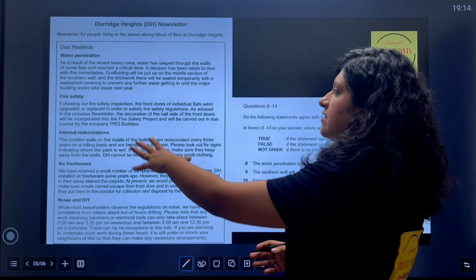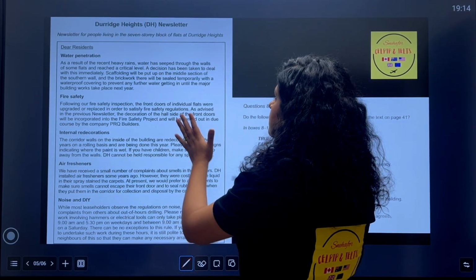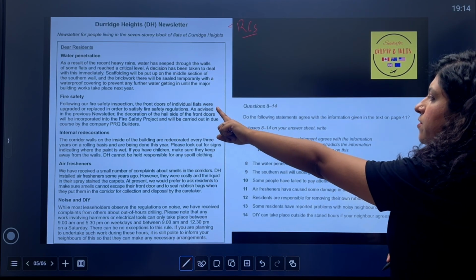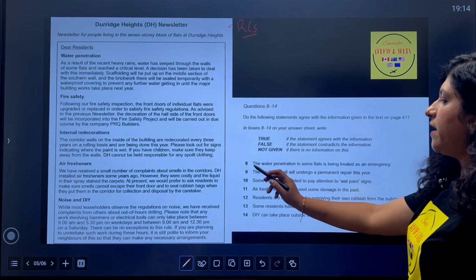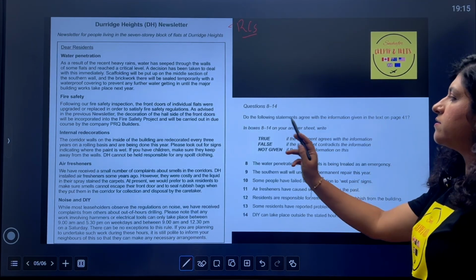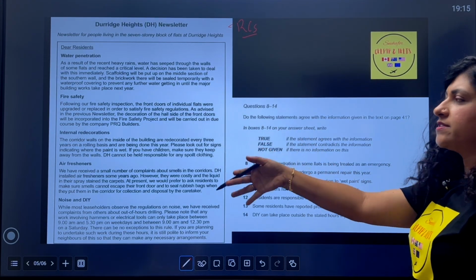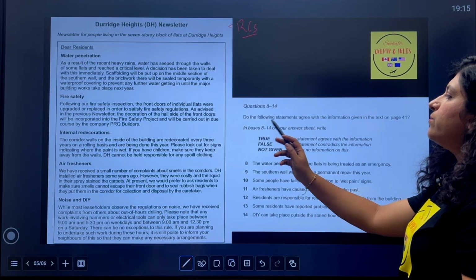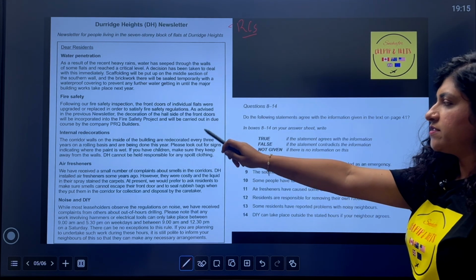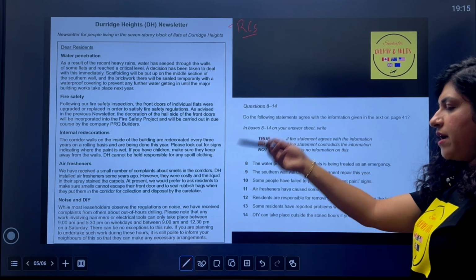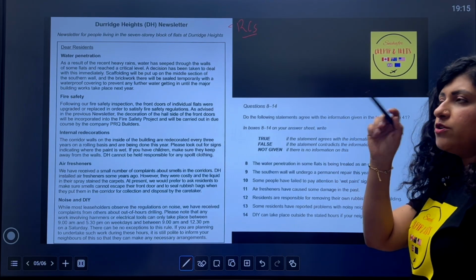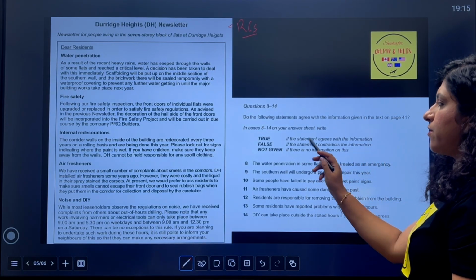Now, this is the text given to you. So this is the reading comprehension. And based on this reading comprehension, you have these questions 8, 9, 10, 11, 12, 13, 14. And the instructions are given over here. The instructions are like these only in your exam. So it clearly says, do the following statements agree with the information given in the text on page 41, which is this. So in boxes, in your answer sheet or on your screen, there will be boxes where you will have to write true, false, or not given.